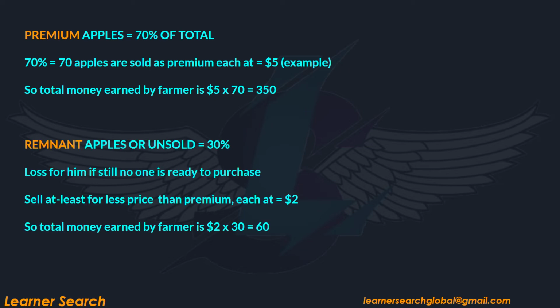Remnant apples or unsold is 30%, and it's a loss for him if no one is ready to purchase. They try to sell at least for a lower price than premium. Let's say an apple is sold at $2. So the total money earned by the farmer is $2 into 30, which is $60.